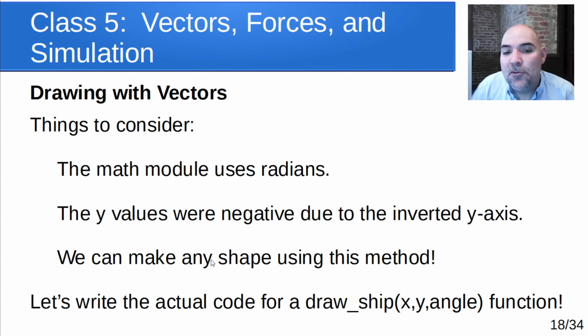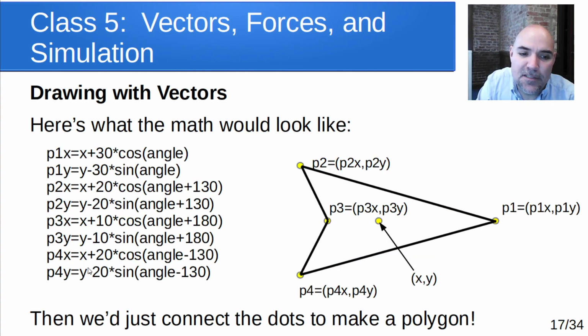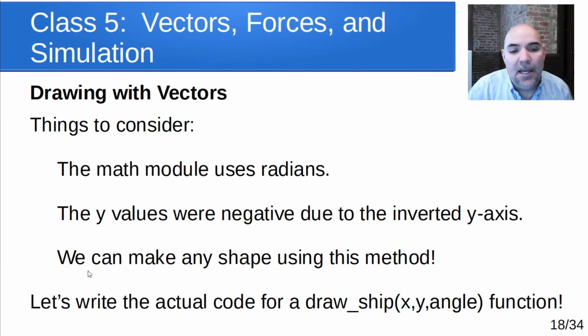So the y values were negative due to the inverted y-axis. That's why these have minus signs instead of plus signs. And really, you can make any shape you want using that method. So if you want to have a little rotating star, or you want to have a square, or you want to have, I don't know, something that looks like a moon shape, you could actually just connect the dots to make any of those shapes that you want.